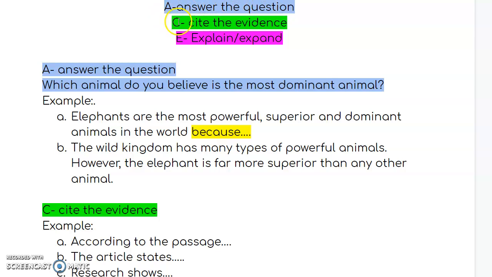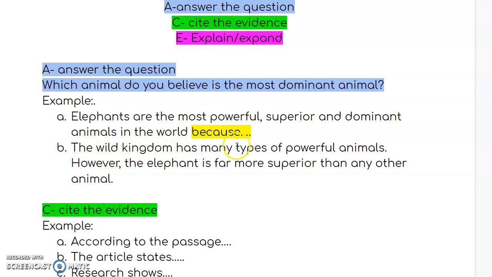A stands for answer the question. C, cite the evidence. E, explain or expand. A and C are the first paragraph. A is answer the question. This is your claim. You make a statement. You have a question: which animal do you believe is the most dominant animal? These are 2 examples. A, elephants are the most powerful, superior, and dominant animals in the world because.